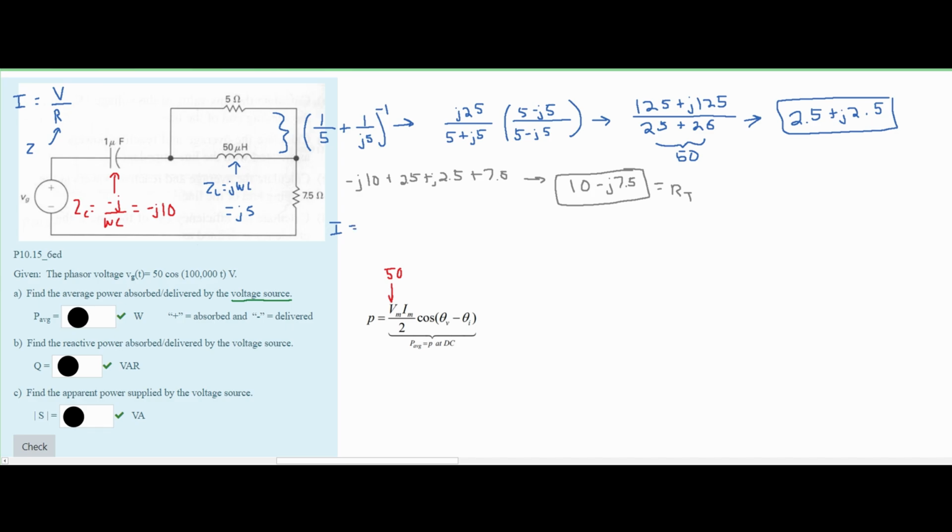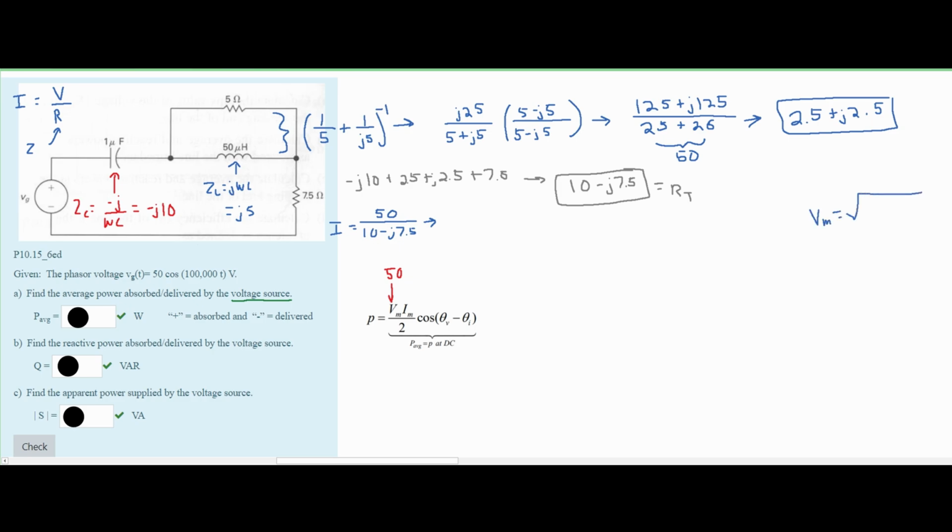Our I is equal to the voltage, which is 50, divided by our 10 minus j times 7.5. Now the easiest way to solve this is to put it in the polar form. In fact, we need it in the polar form because we need the angle and the max for this power equation here. And to convert this from rectangular to polar, we're going to use the following equation.